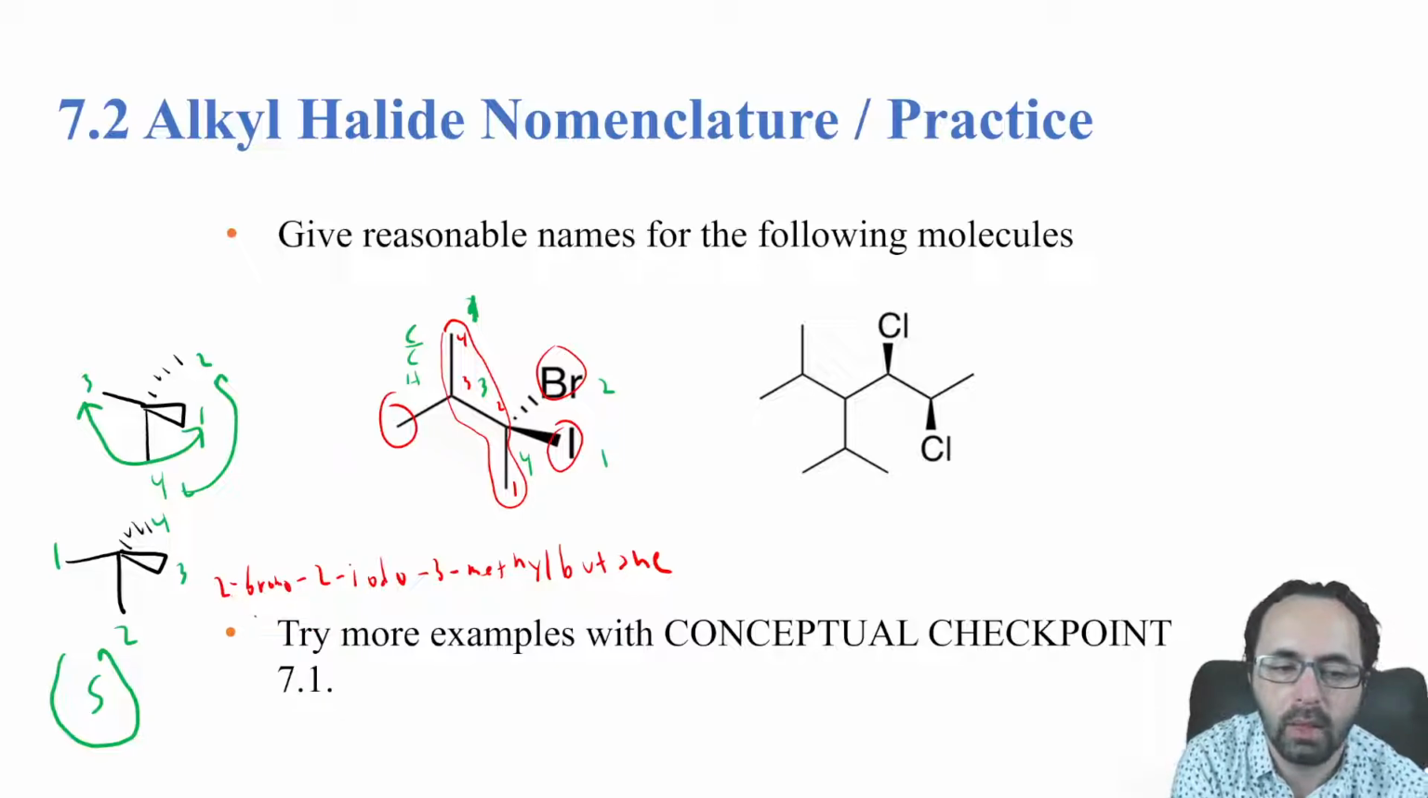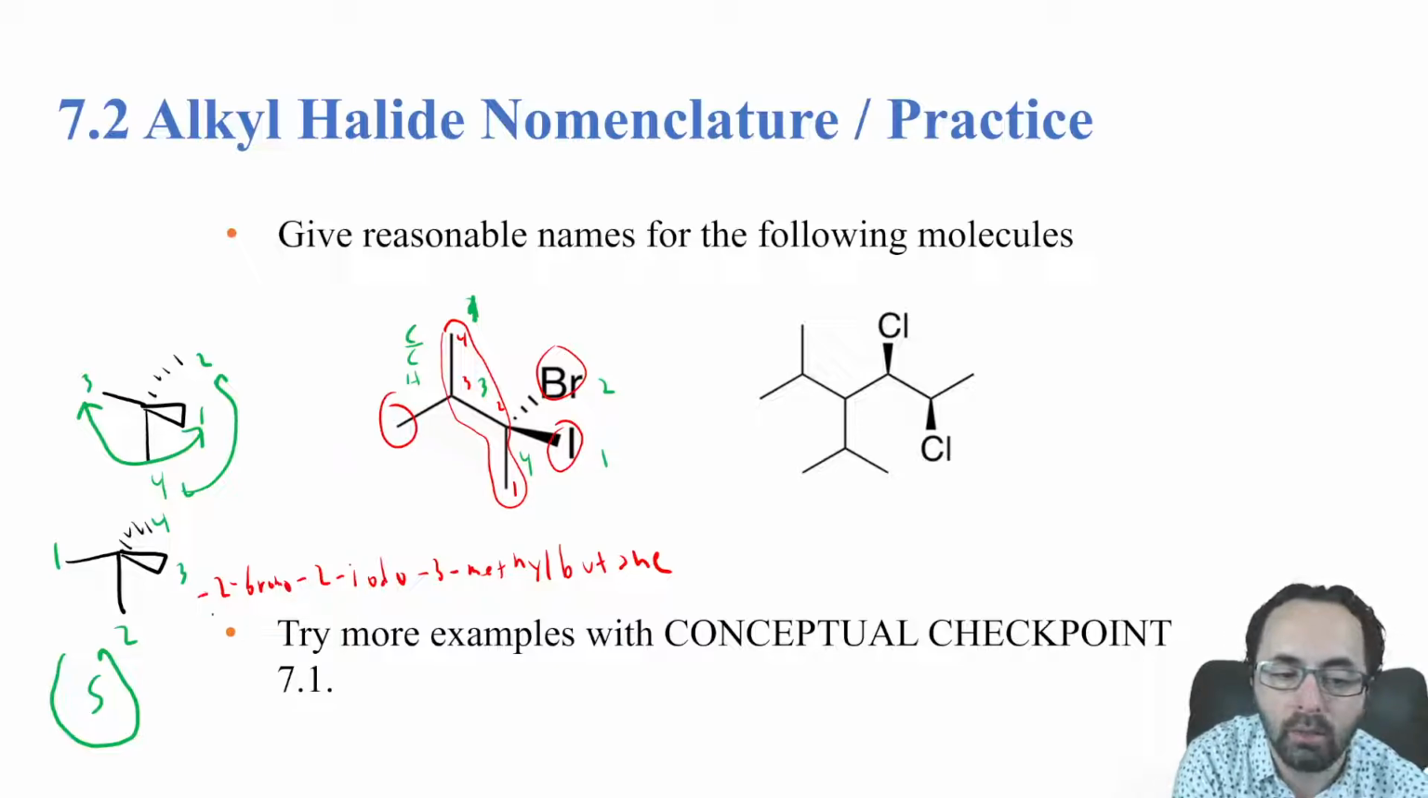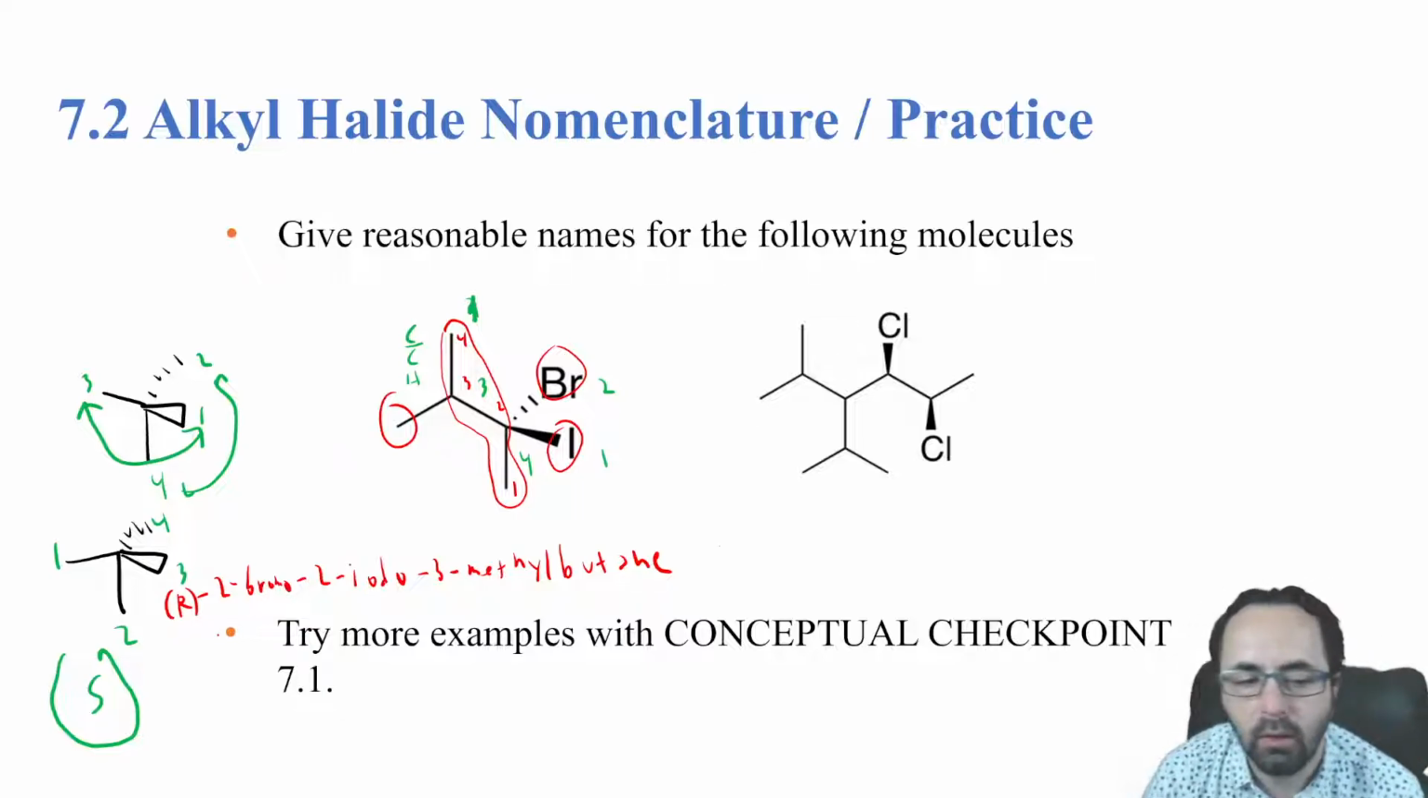And then finally, we need to say whether it's R or S on carbon number 2. Since there's only one chiral center, we don't need to say 2R. It's okay to say R. So R, 2-bromo, 2-iodo, 3-methylbutane. Butane because the parent chain has 4 carbons. We number right to left because the second carbon here has 2 groups. Methyl is on carbon number 3, iodo and bromo on carbon number 2, and that carbon number, we could say 2R or just R. So you can try some more examples also.